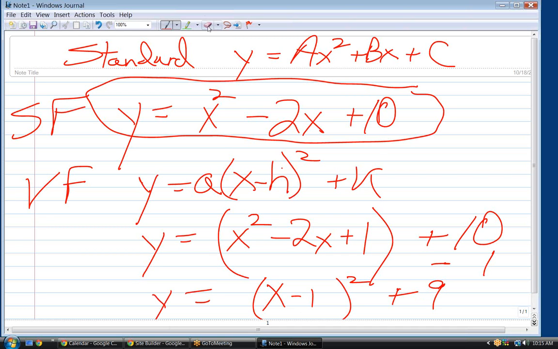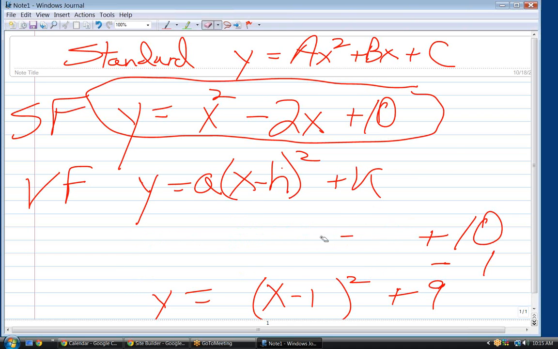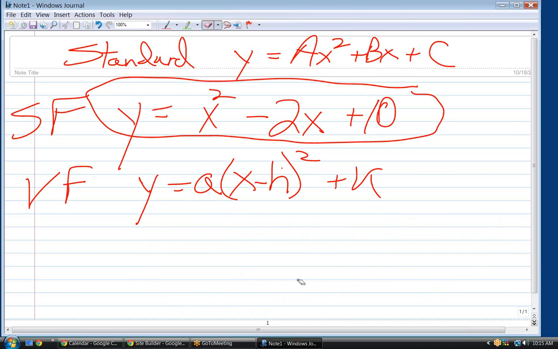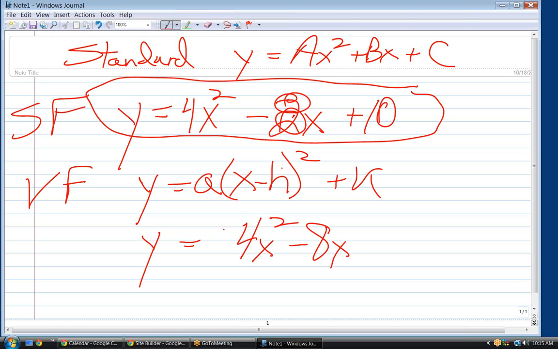Alright. Okay, now let's make it slightly tougher. Let's put a coefficient in front of the x squared. So now, in order to complete the square, I still start out doing this. But now there's a problem. You can't begin to complete the square until you've forced the x squared coefficient to be 1.